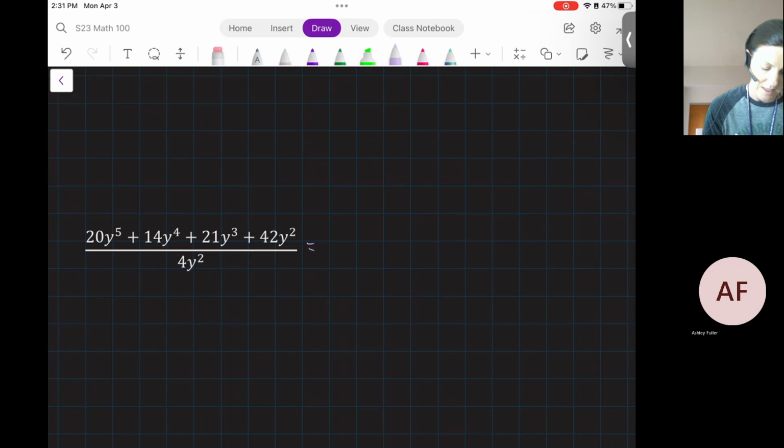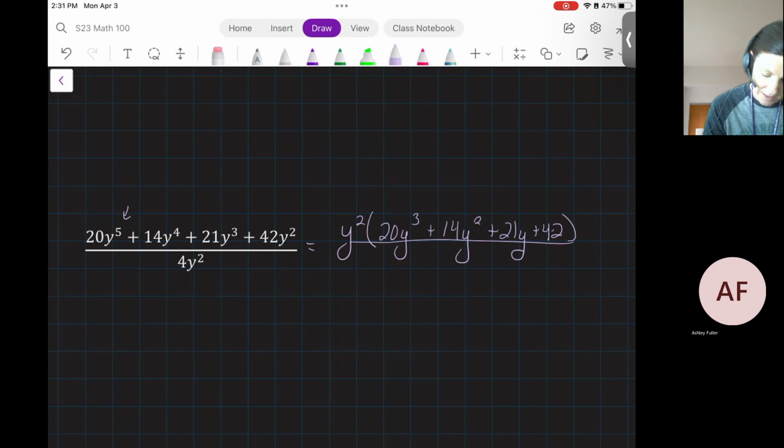So I'm still going to pull out my GCF from the top. All of the terms up top, the only thing they have in common is a y squared, which is going to leave me with a 20y cubed. We'll subtract our exponents, plus leaves us with 14y squared plus 21y plus 42. Then on the bottom, we have 4y squared.